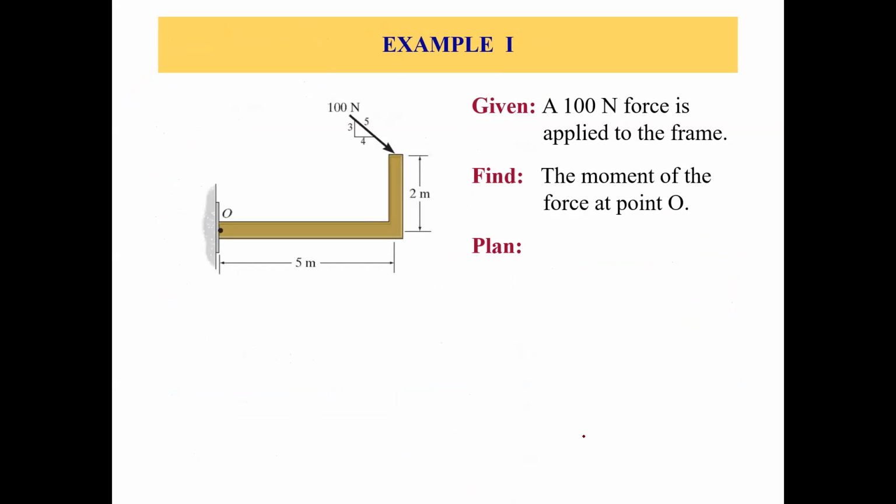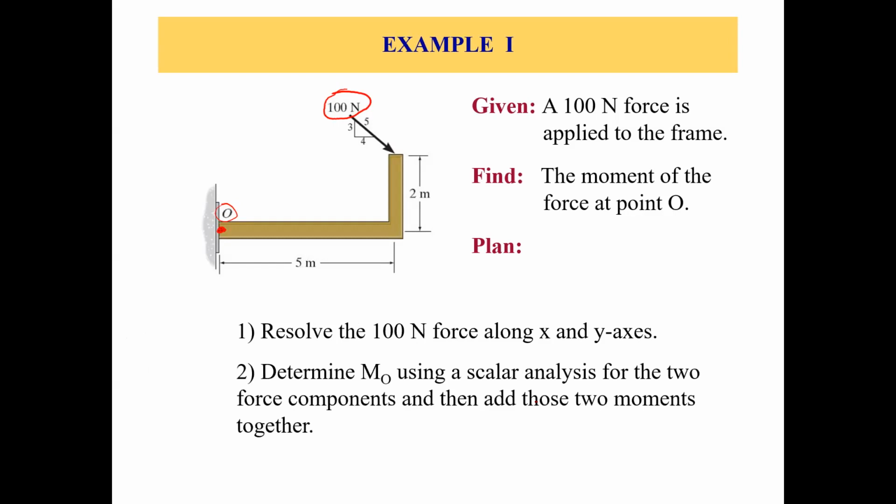Let's do one example. If you look at this figure, there's a force of 100 newtons. This is the 100 newton force, the triangle ratio is given, and this is some kind of a structural member, 2 meters and 5 meters, and this is point O. What is given is that a 100 newton force is applied to the frame. What do we need to determine? The moment of the force at point O. All right, so how are we going to do this?